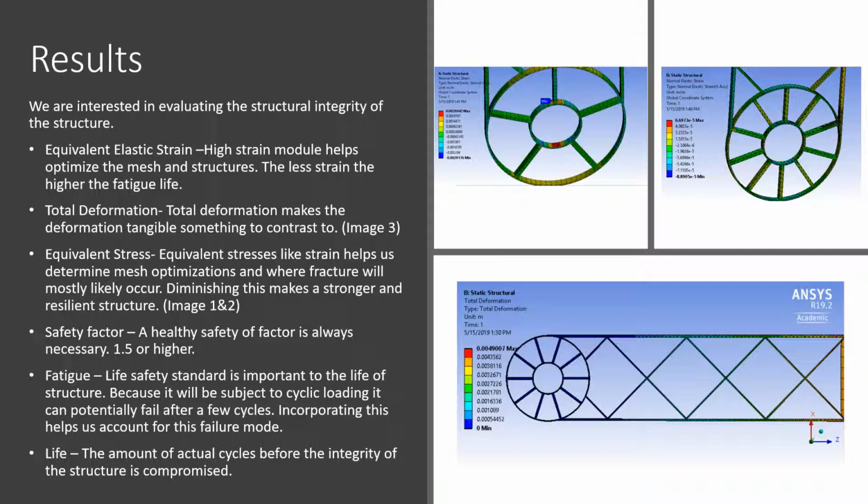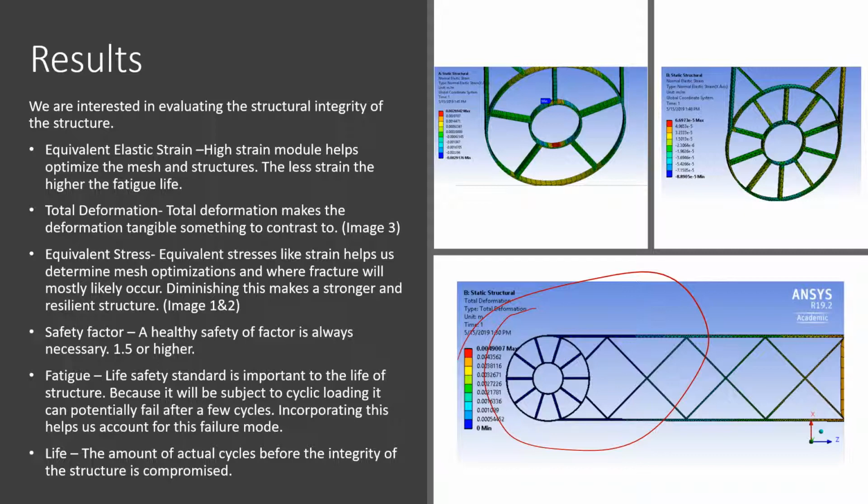Total deformation. Total deformation makes deformation tangible, something to contrast to. It could tell us, if it deflected 1 meter, that seems like a lot. If it deflected 0.00-something meters, that's a lot, which this image shows us.